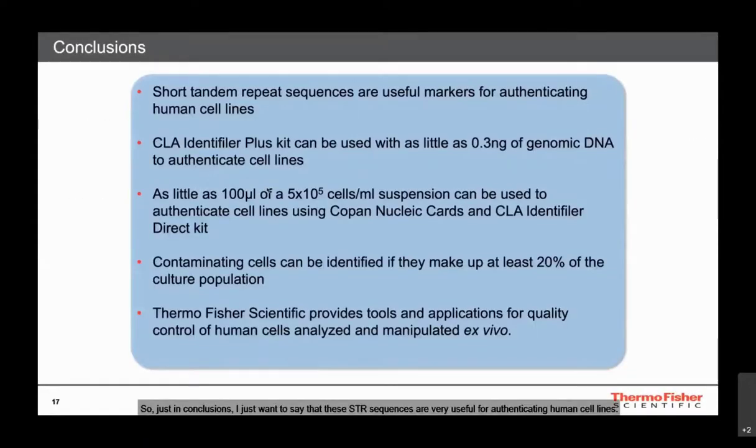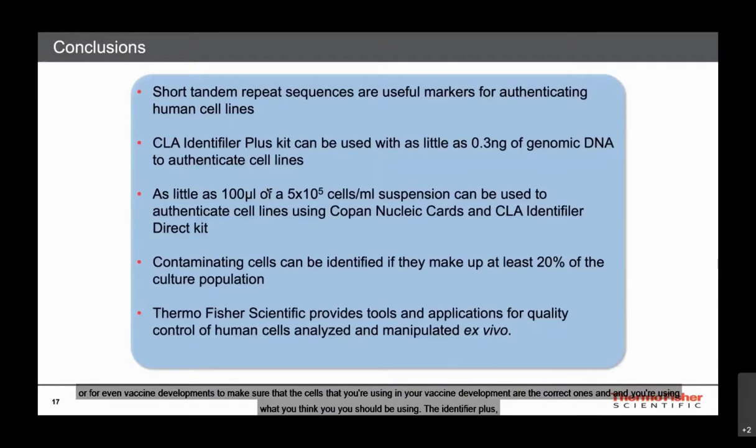So just in conclusions, I just want to say that these STR sequences are very useful for authenticating human cell lines. These are cell lines that have either been well established or that are being used for ex vivo cell therapies or even vaccine developments, to make sure that the cells you're using in your vaccine development are the correct ones and you're using what you think you should be using.